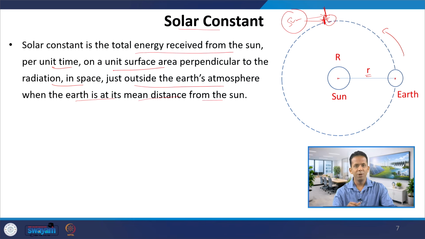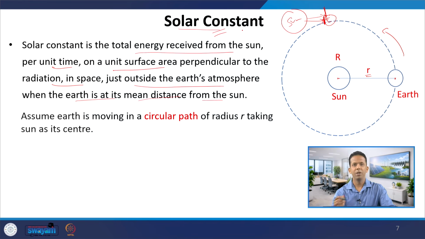Now, how do we derive this value? We know that Earth moves around the Sun in an elliptical orbit, but for deriving the value of solar constant, we make an assumption that Earth is moving in a circular path of radius r with Sun as its center.